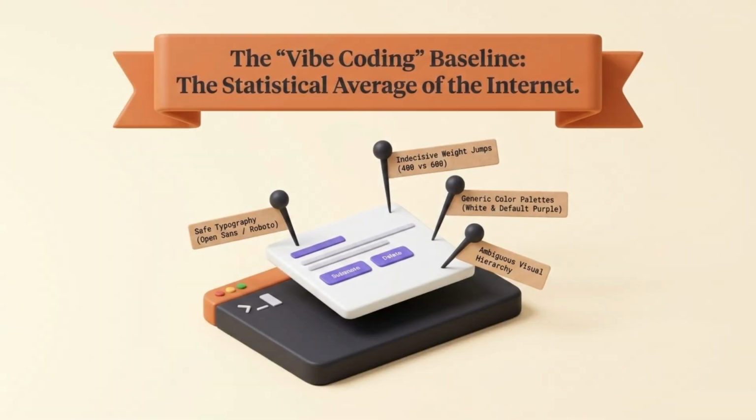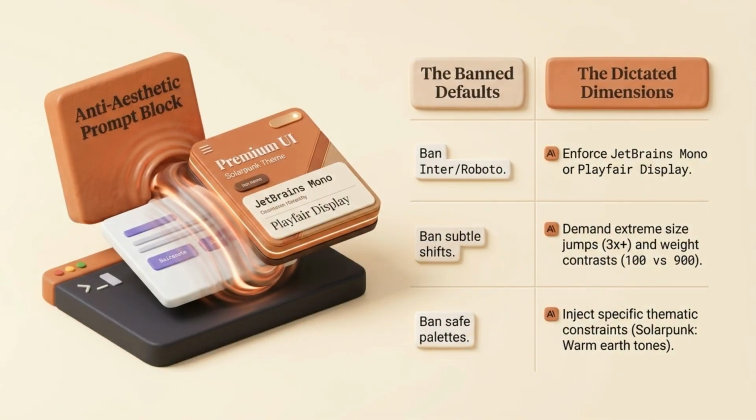Code. By default, Claude defaults to a vibe coding baseline, essentially producing the statistical average of the internet. This often leads to generic palettes, indecisive typography, and weak visual hierarchy. To get better results, use an anti-aesthetic prompt block. Ban generic defaults, like standard sans serif fonts or safe colors. Instead, dictate specific constraints, like bold font choices and intentional thematic earth tone palettes.